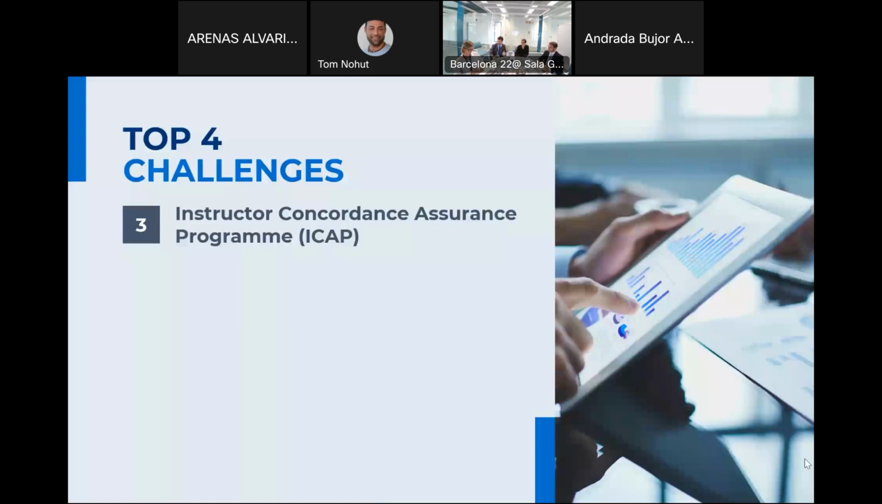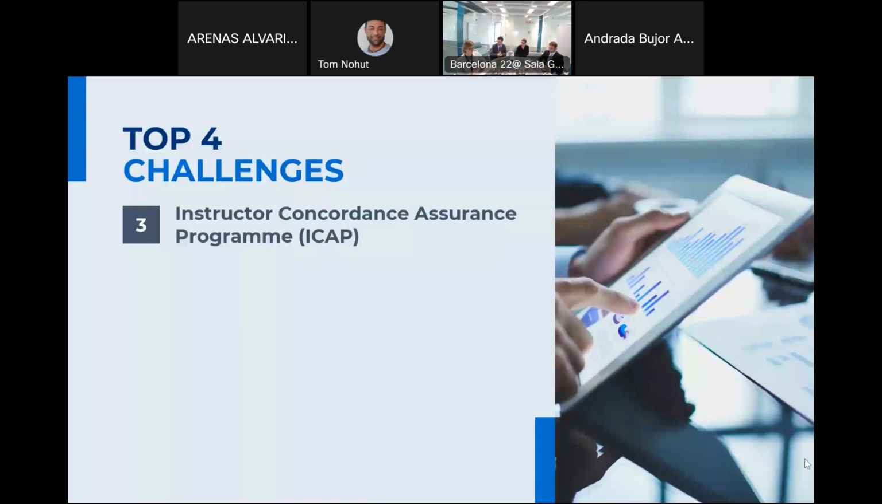In the context of the EBT, then, the instructor concordance assurance program has two main elements. The first one is alignment, which reflects the accuracy, how instructors are aligned with the golden standards, the best practices of the company. And then the agreement, which captures the homogeneity, how instructors provide similar assessments over specific competencies.